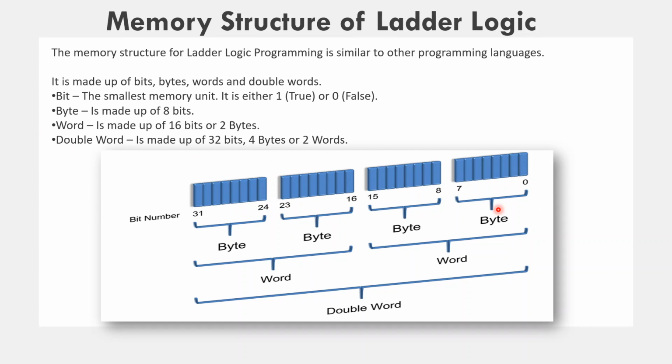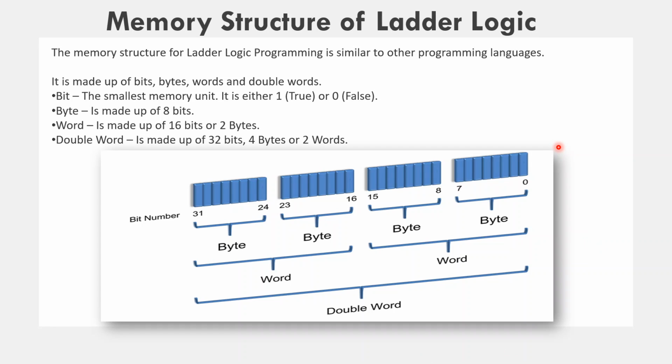You can see here, this is a combination of each bit, and 8 bits combined make 1 byte, right? And 2 bytes make 1 word, and 2 words make 1 double word, right? So generally we use these terms while programming the PLC.